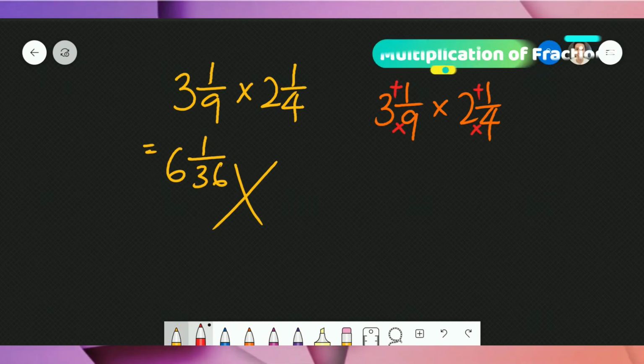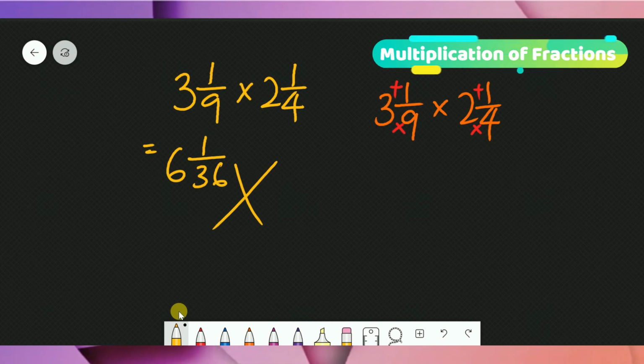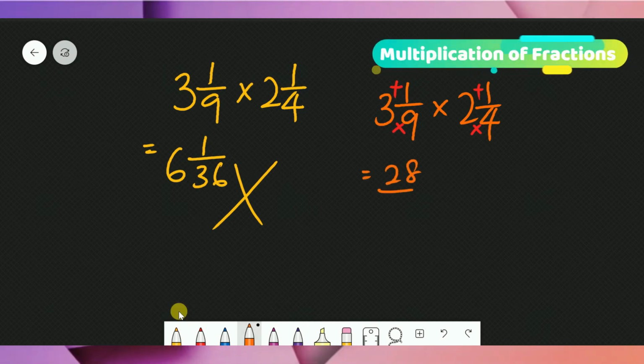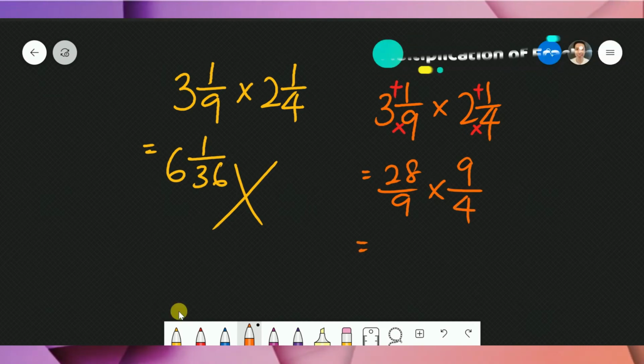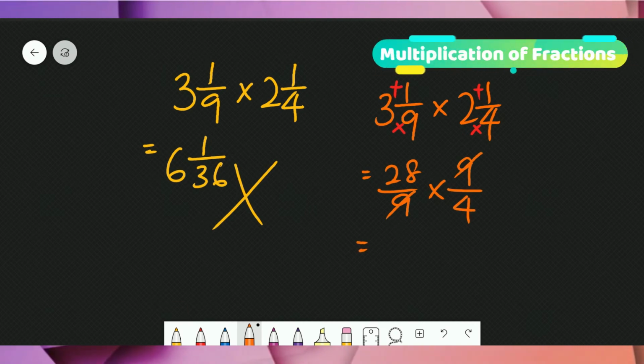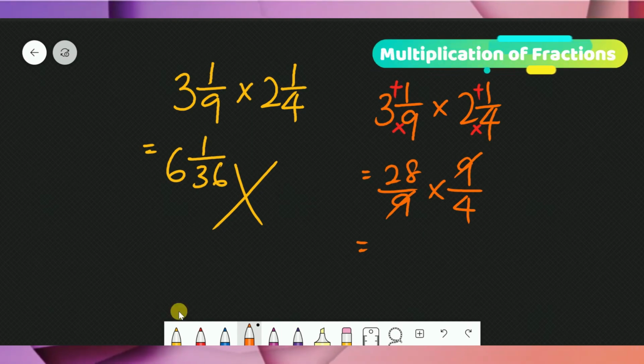Alright, so 3 times 9 is 27. 27 plus 1 will give you 28, right? So 28 over 9 times 2 times 4 will give you 8. 8 plus 1 will give you 9. 9 over 4. So next, this 9 and 9 we can cut these two. We can divide these two numbers by 9, right? So we get 1 1 here.